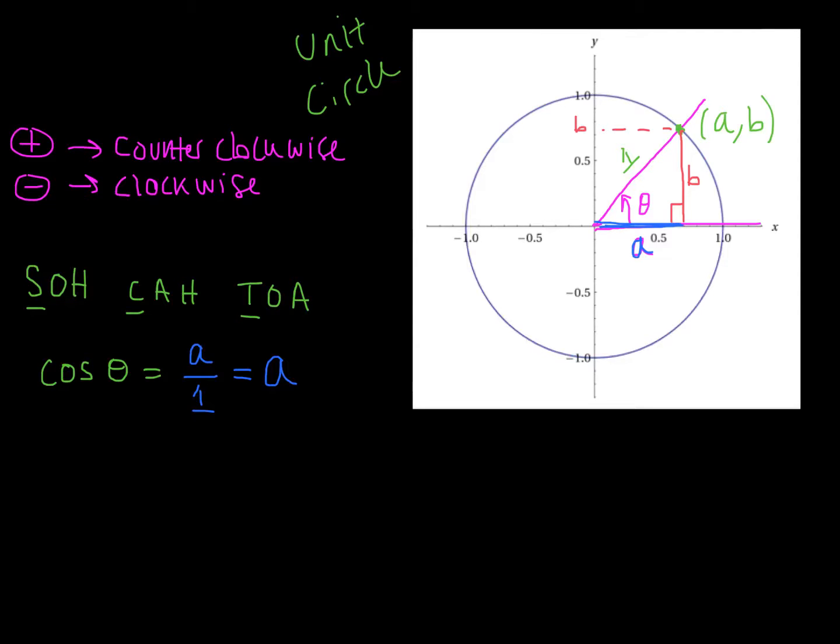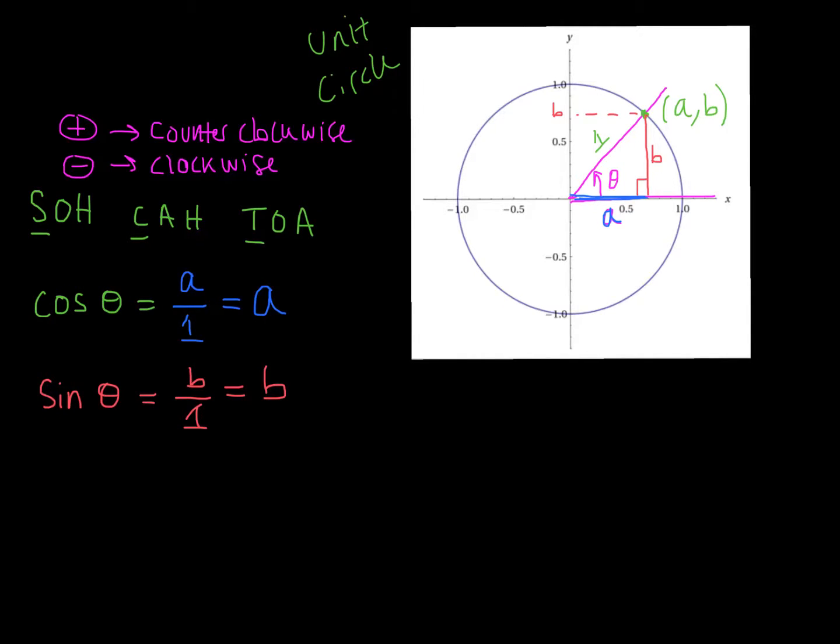Let's now try sine. So sine of theta, go ahead and try it yourself. Sine of theta is opposite over hypotenuse. The opposite of this angle is the B value, and the hypotenuse is again 1. So sine of theta is simply B, or the y-coordinate.